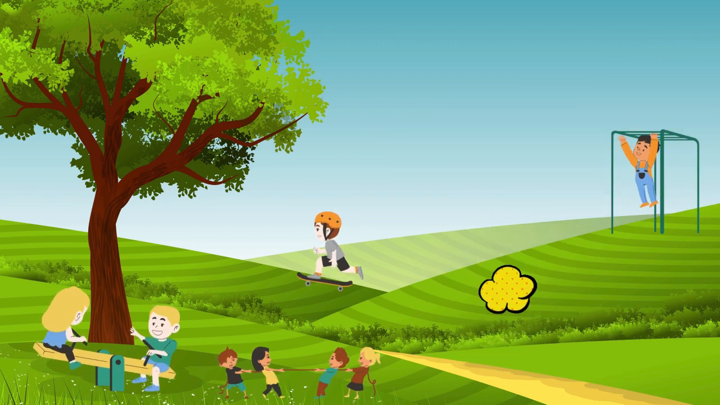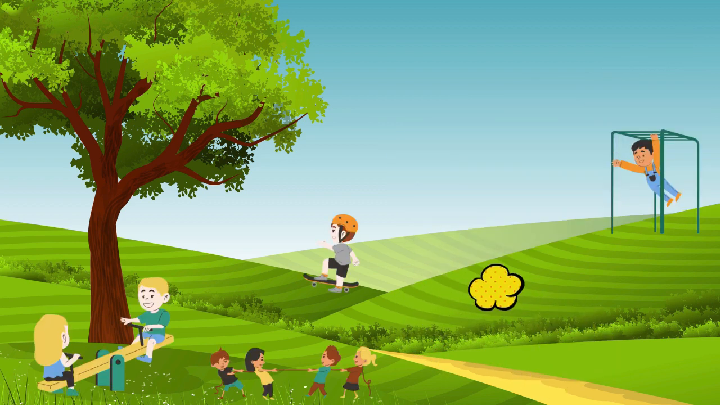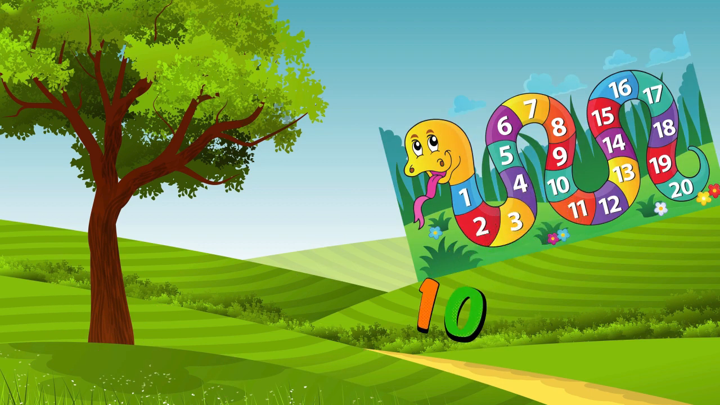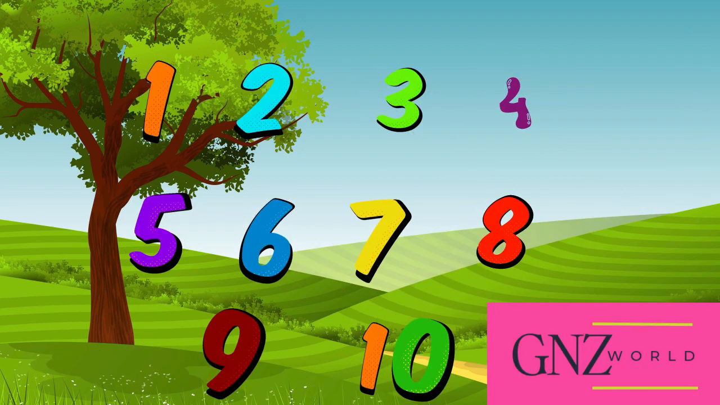8, 9. 1, 2, 3, in the sea. 4, 5, 6, little chicks. 7, 8, 9, swinging on the vine. Here comes number 10.